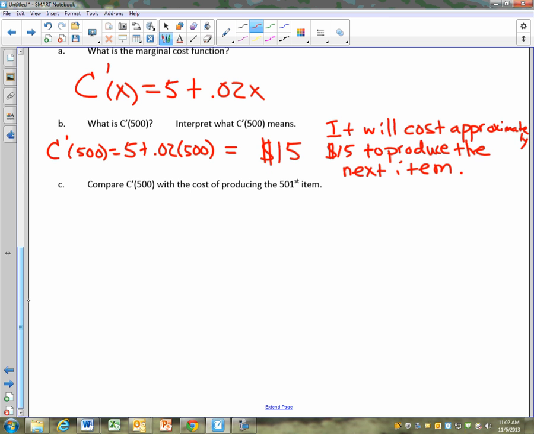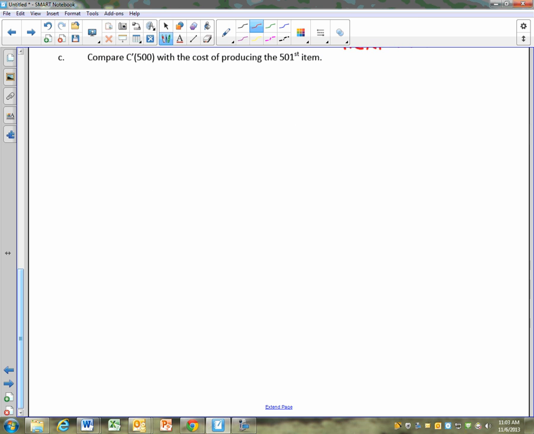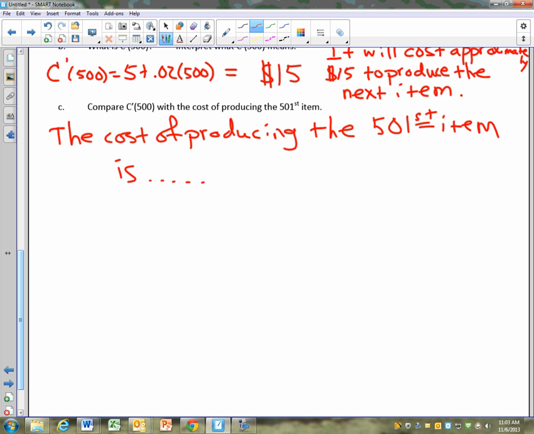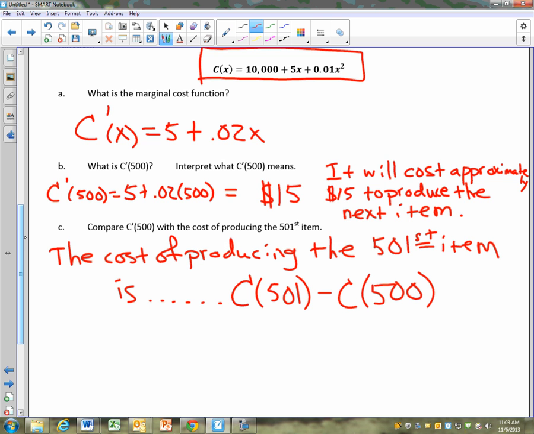It says compare C prime of 500 with the cost of producing the 501st item. It's easy to figure out the cost of producing the 501st item. We take the cost of producing 501 items and we subtract the cost of producing 500 items. That should give us the cost of that 501st item, and it should be pretty close to $15. So what are we going to plug this into, C or C prime? C. So we have to plug in 500 to 10,000 plus 5x plus 0.01x squared.